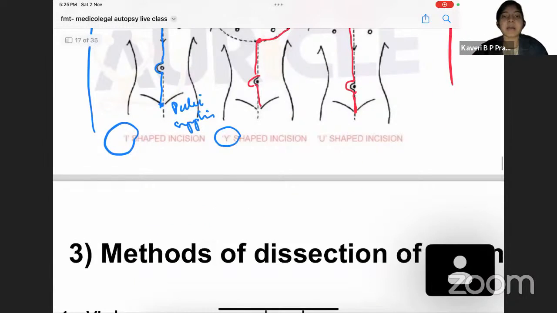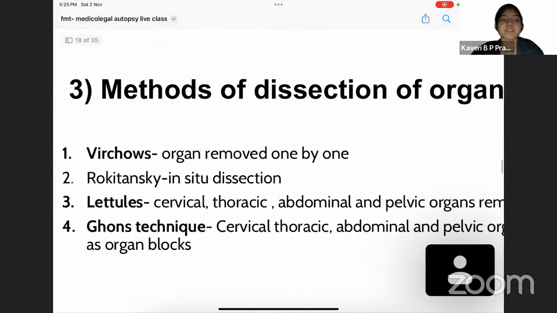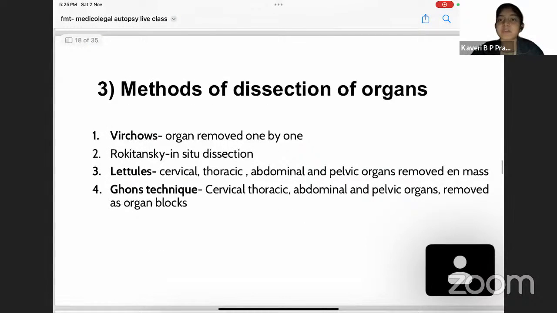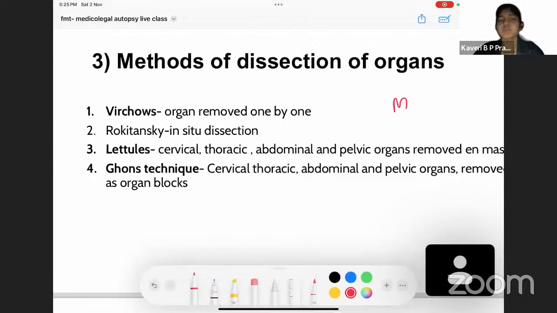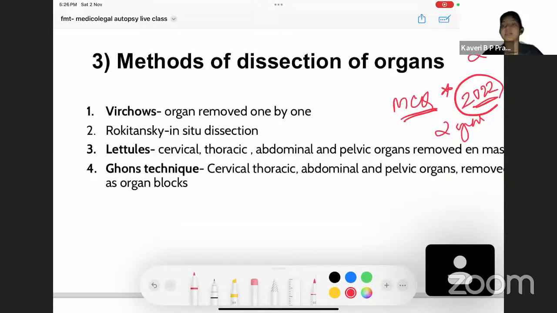Okay. Now, coming to the methods of dissection of organs. So there are different methods. This is a very important MCQ topic that you have to know. Recently, two years back in NEET, I think it was 2022 NEET, there were two questions that were asked from the same topic. So just understand the importance of this topic. This is a direct question.